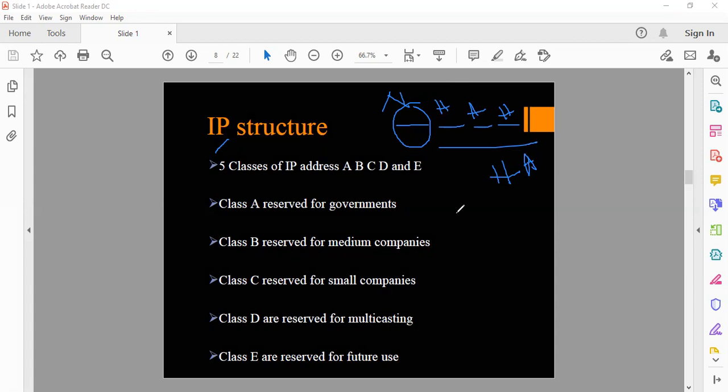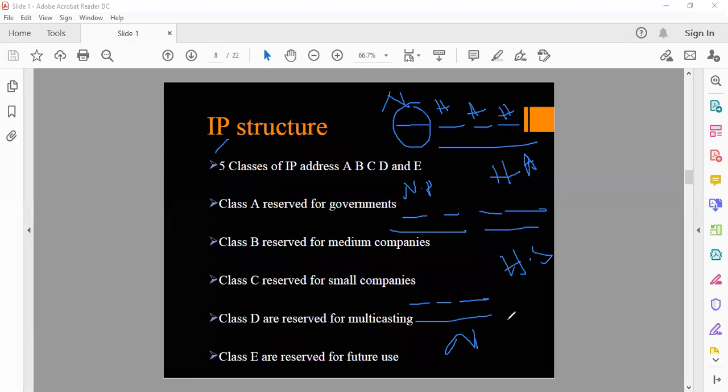While in class B, suppose we have four octets: two are used for the network part and two are used for the host part. This is class B addressing. In class C addressing, we use three octets for the network, for smaller networks, and one octet will be used for host addressing.